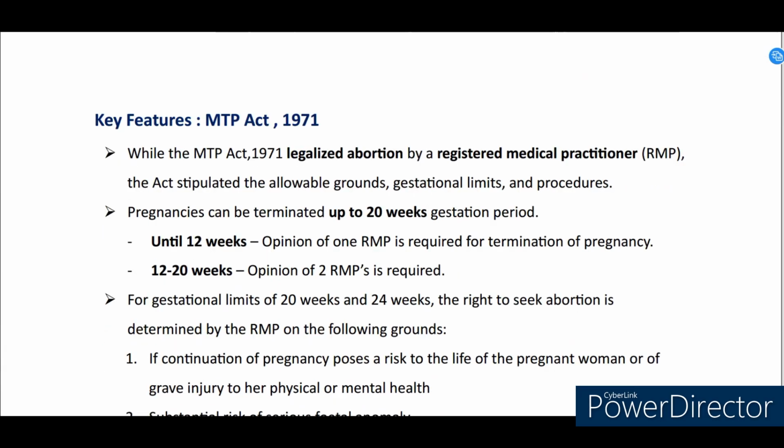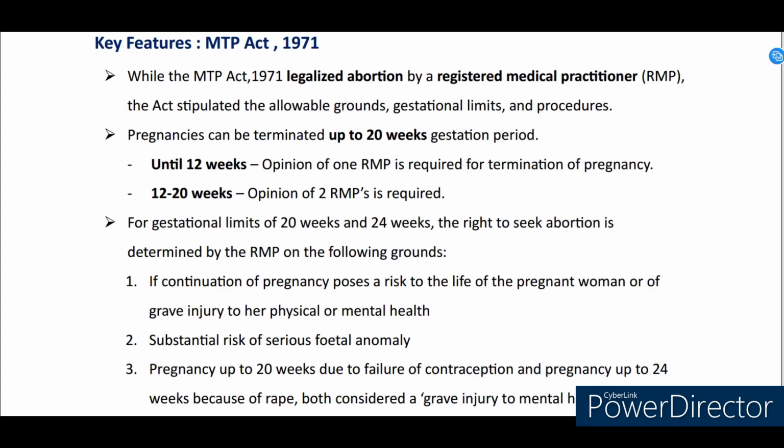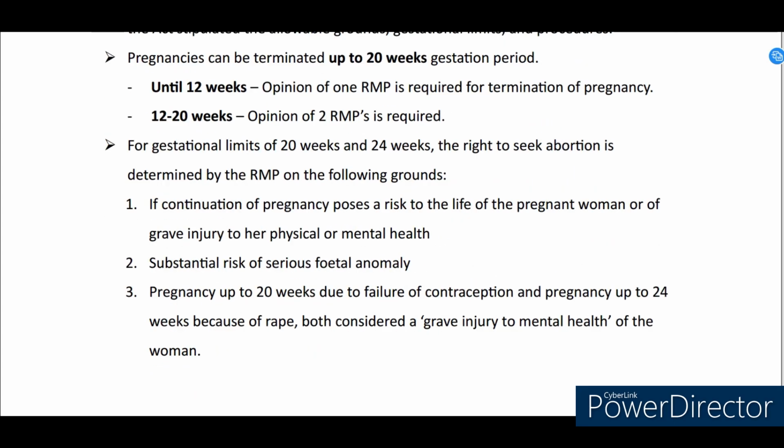Now coming to the key features of MTP Act 1971, it has legalized abortion by a registered medical practitioner up to 20 weeks of gestation period. Until 12 weeks, we need the opinion of one doctor for the termination of pregnancy. Between 12 to 20 weeks of gestation, we need the opinion of two doctors. For gestational limits of 20 weeks and 24 weeks, the right to seek abortion is determined by the registered medical practitioner on the following grounds.